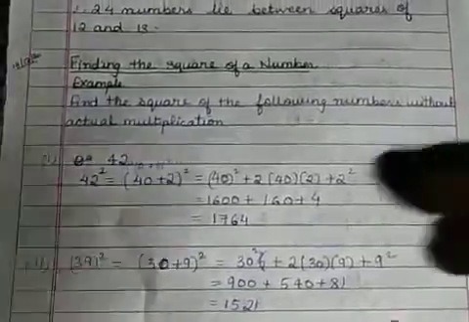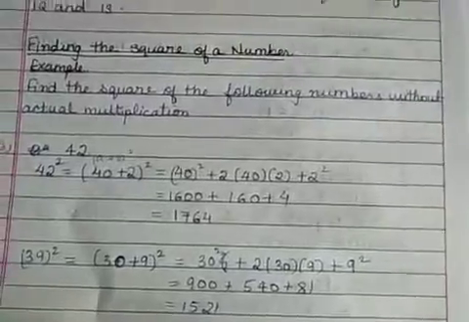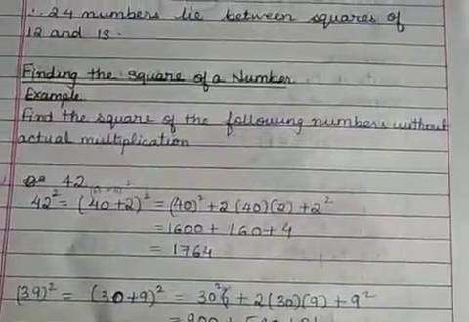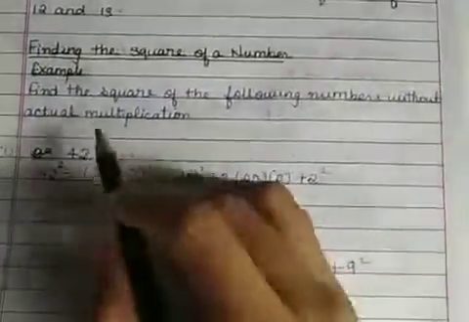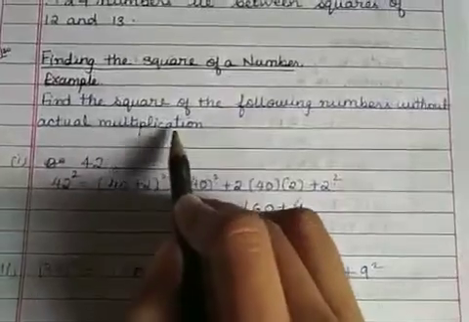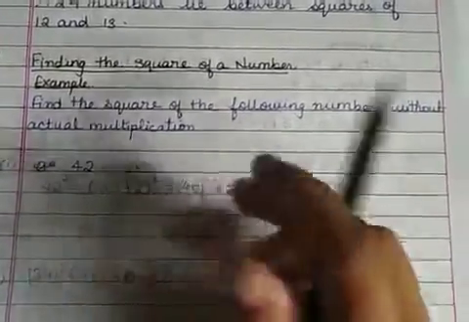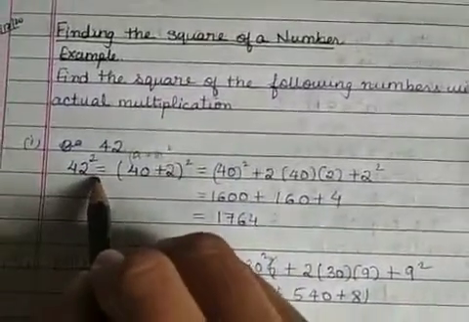Hello students, in this video let us see how we can find the square of a given number. To understand this, let us take the following example. Find the square of the following numbers without actual multiplication. So we have to find the square of 42, that is 42 square.